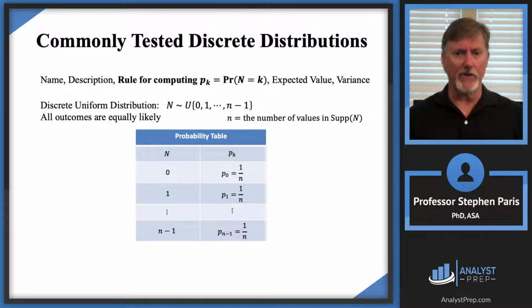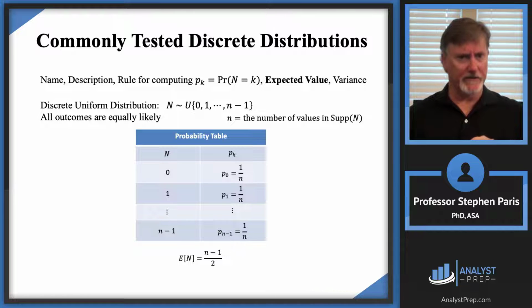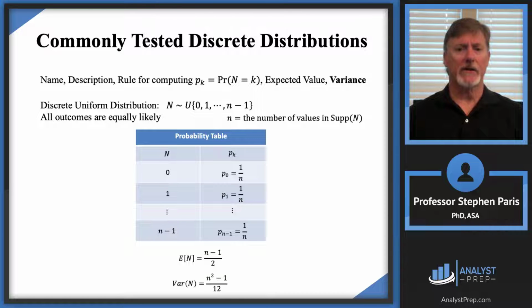The expected value for this specific distribution, whose support is 0 and then 1 all the way up to n minus 1, is (n minus 1) over 2, and the variance is (n squared minus 1) over 12. That's not a typo in the denominator. It really is a 12 in the denominator.